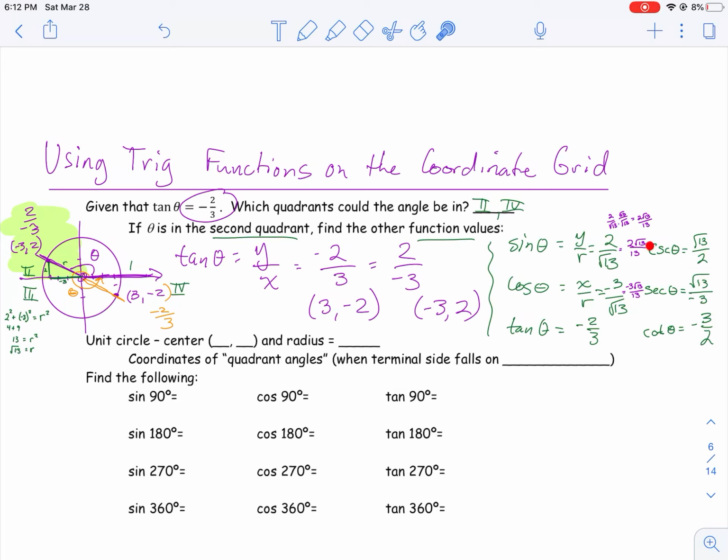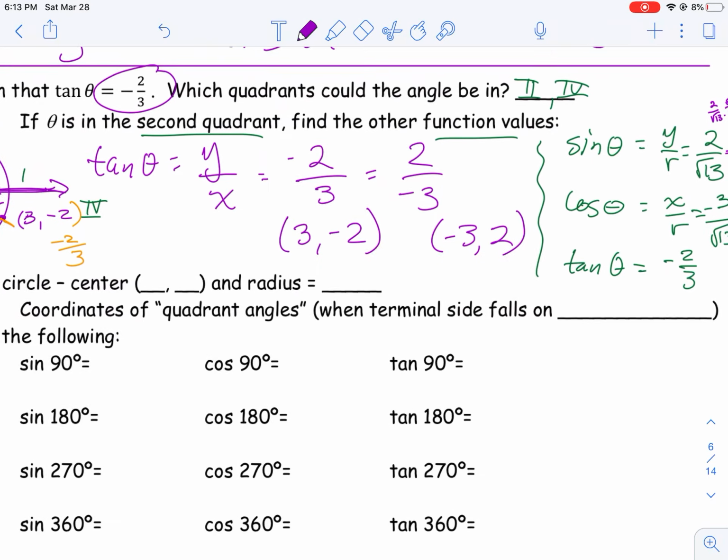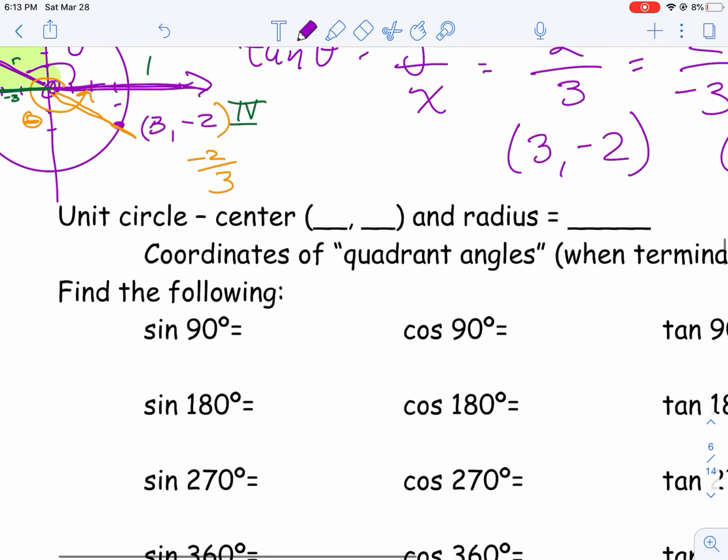Found the reciprocals. We did rationalize here. That's helpful, but not necessary in my class. All right. Last part of this video and the last video in this section. So here we go. A unit circle.